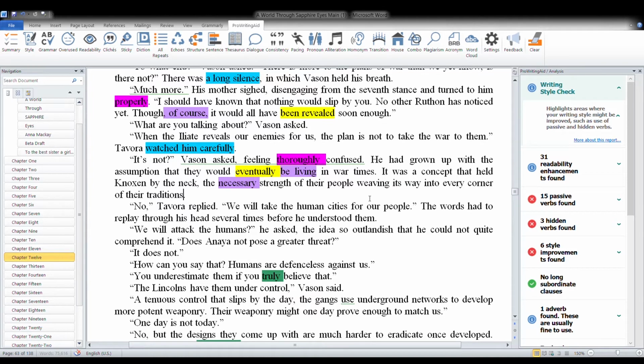Let me just read that again. It was a concept that held Noxon by the neck. I quite like that, actually. The necessary strength of their people weaving its way into every corner of traditions. That's convoluted. It's a bit busy. What we're going to do about it.